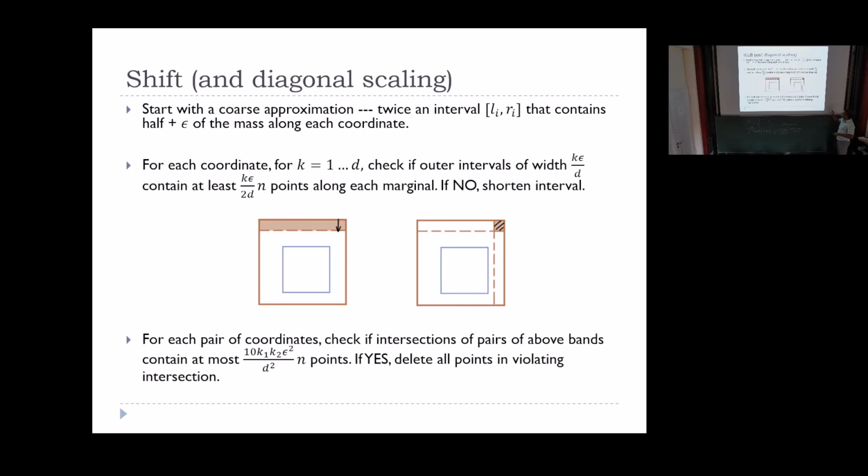The second thing we'll check, and this is how you could be thrown off, is that the intersection of any such pair of bands should have about width squared fraction of points.